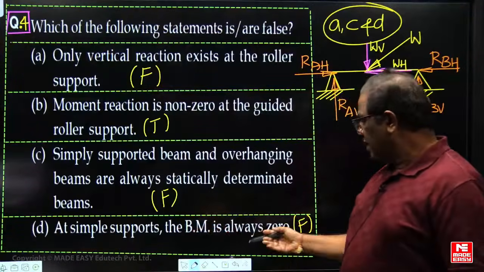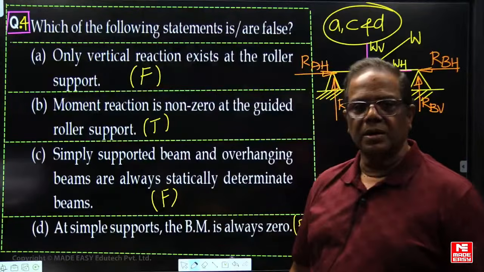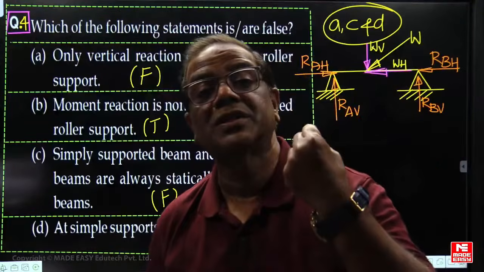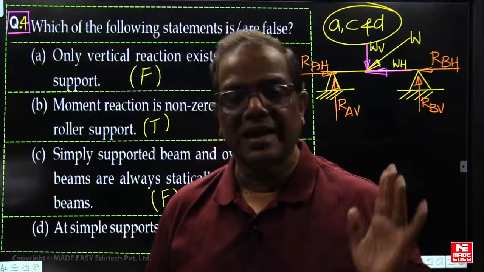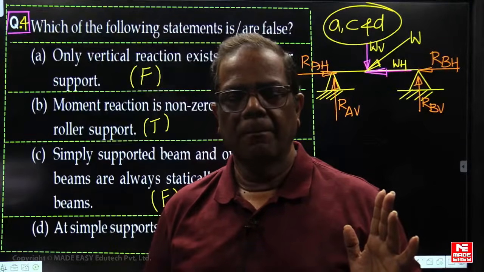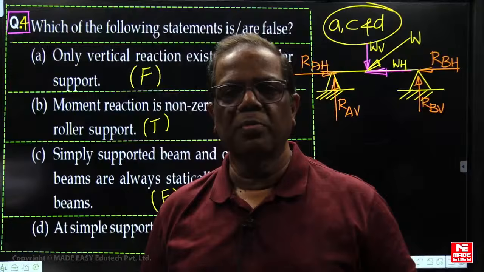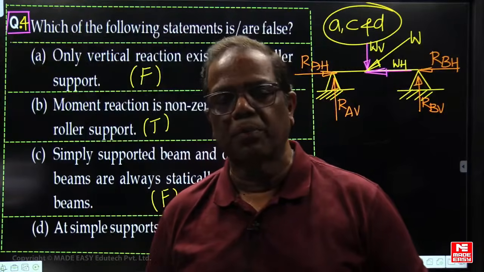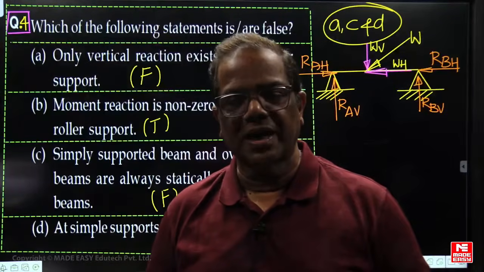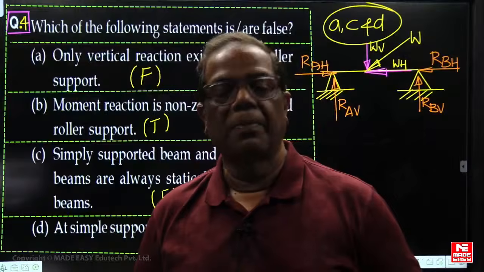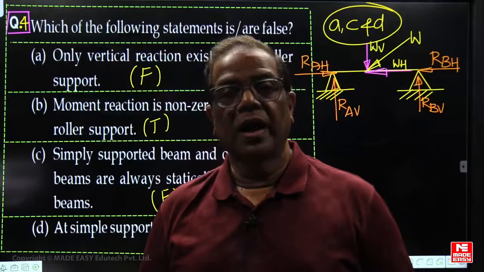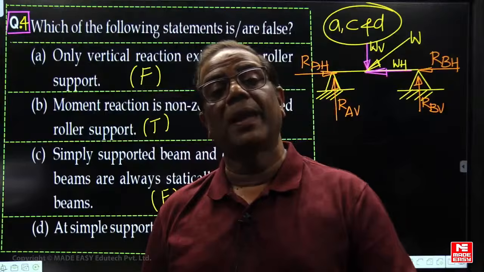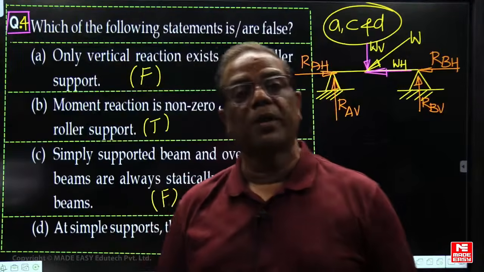And simple support bending moment is zero. It is not correct now. Simple support में हमेशा moment reaction zero है. Simple support means generally roller support and hinge support. दोनों rotation को permit करेगा, moment reaction zero है. But bending moment need not be zero. Bending moment may or may not be zero at simple support.